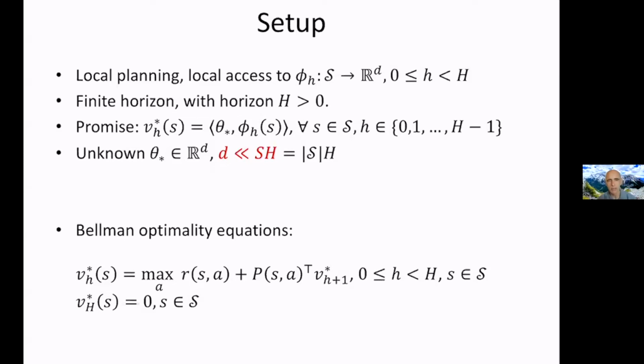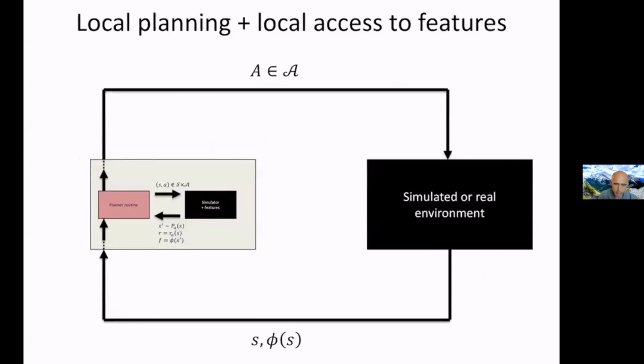We're talking about local planning and local access to these features. So this is like model predictive control, if you want. You have a simulator that you can access, and the simulator actually is correctly representing the world. And every time the world is in some state, the state information and the associated feature information is passed to the planner. The planner can then consult the simulator and ask queries about what would happen, given that I have seen this state, if I would take this action.